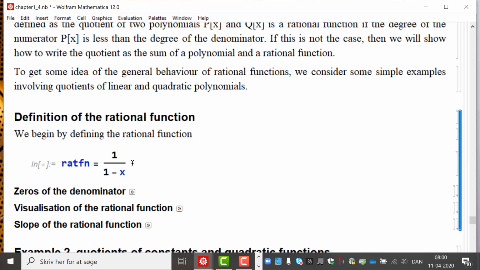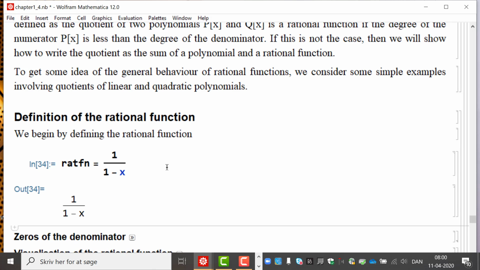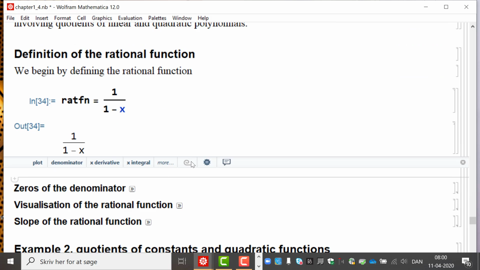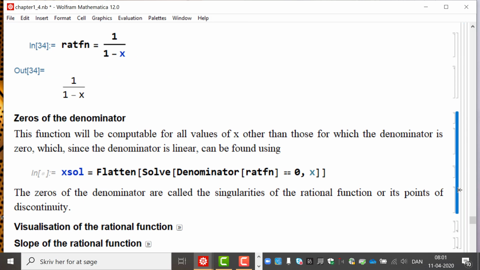So here's the simplest possible one. We'll call it RUT_FUN for rational function, and it's just 1 divided by 1 minus x. So what are the zeros of the denominator? Because now, well, this is a rational function because the degree of the numerator, 0, is less than the degree of the denominator, which is 1. So let's look at the zeros of the denominator.